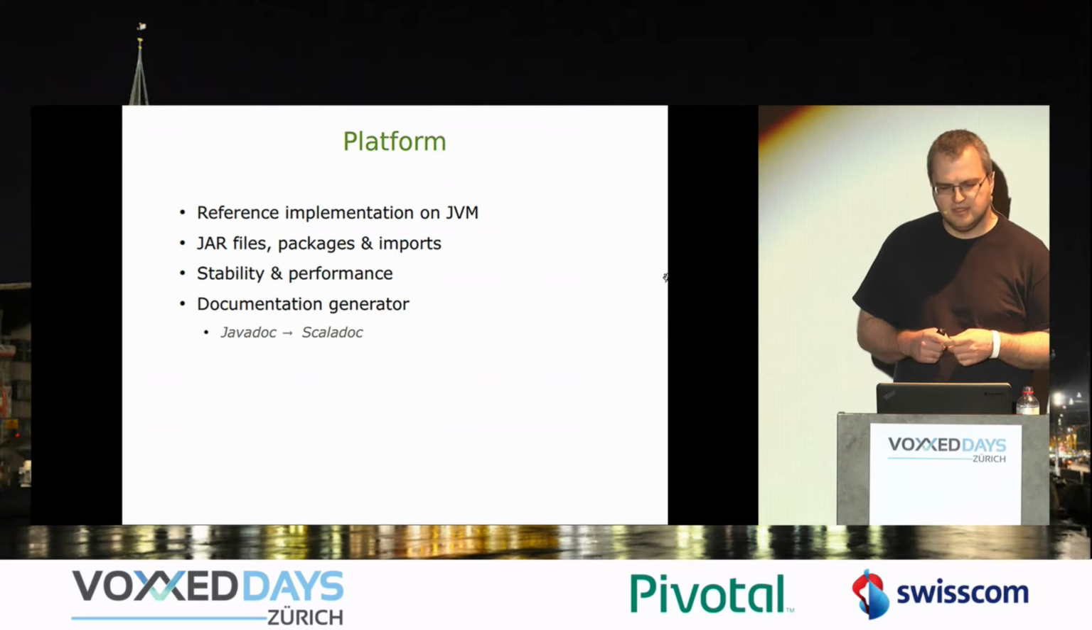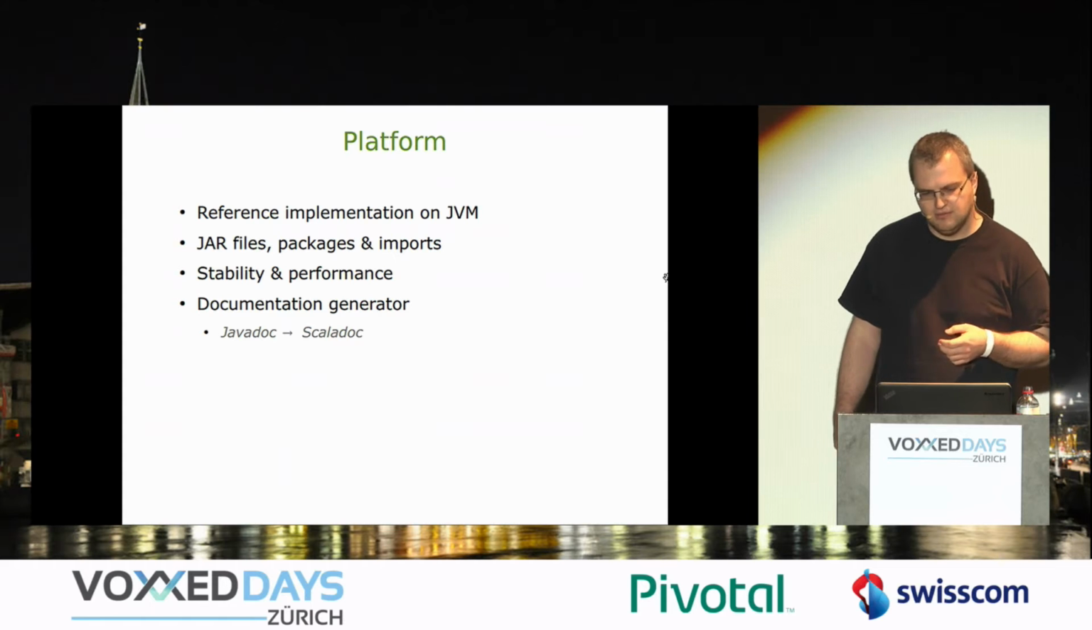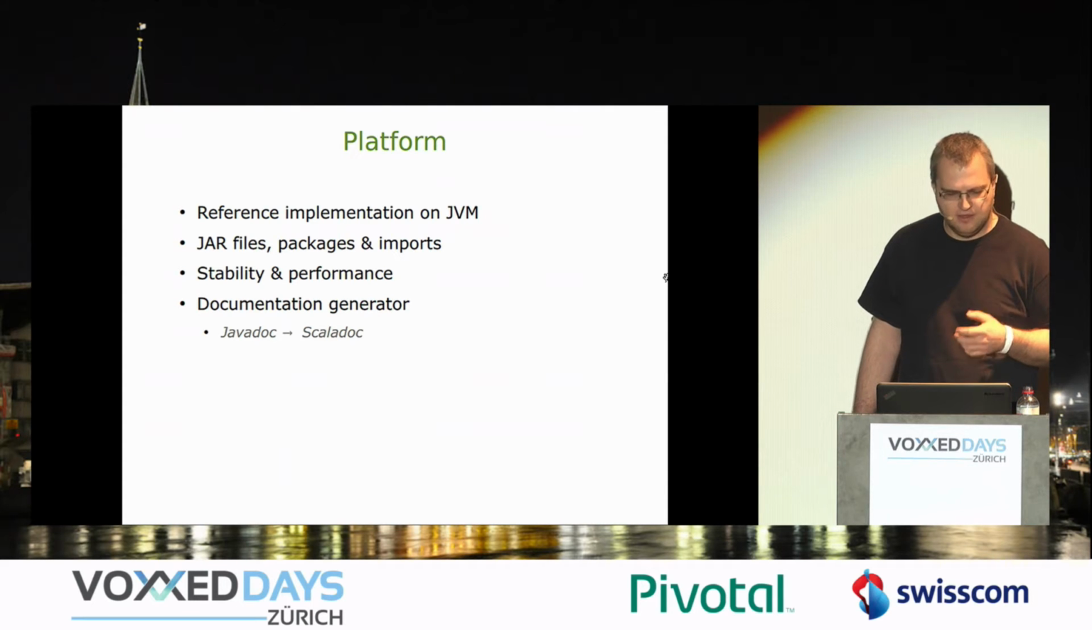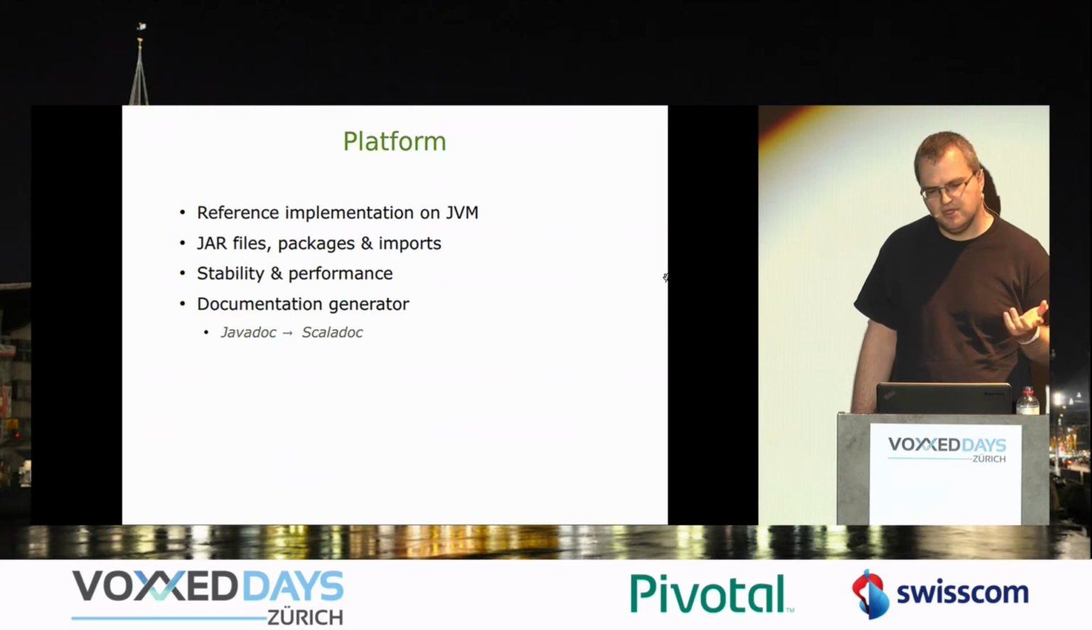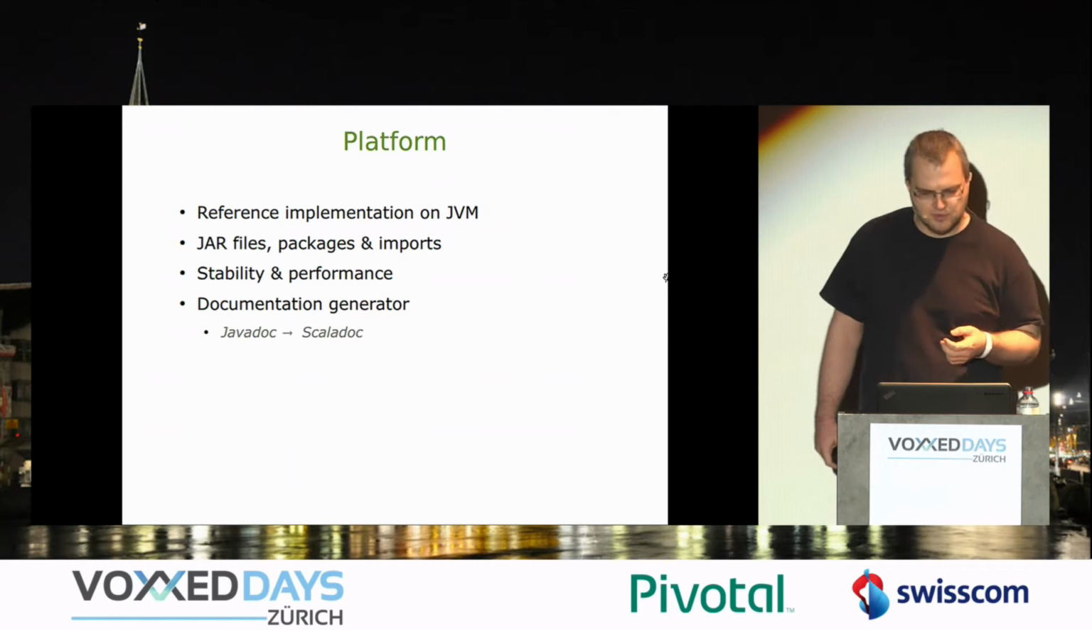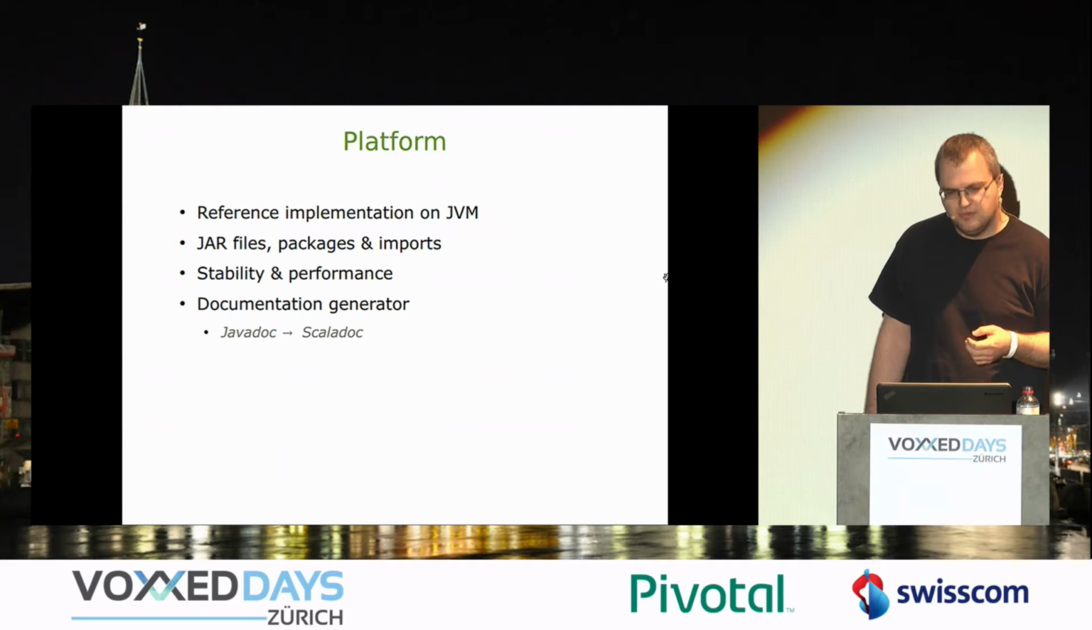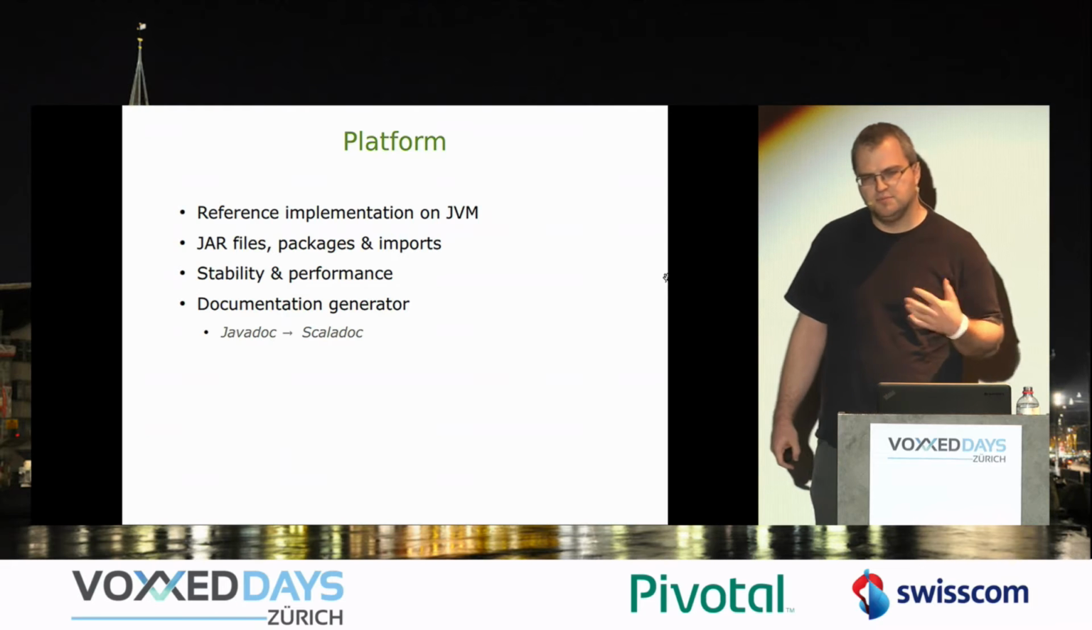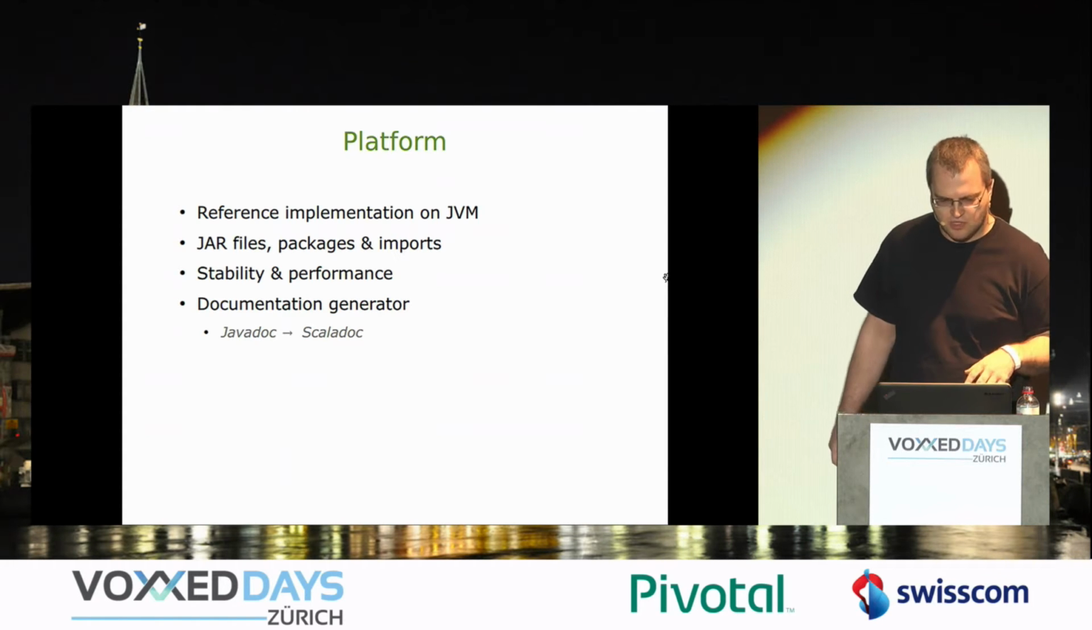Last but not least, let's look at the platform. Both languages have a reference implementation on the JVM. I'm talking about the reference implementation because there are other implementations, both for Java and Scala, as you probably know. So that means you have your standard environment, Jar files, packages, imports, everything you are probably very well used to. And very importantly, it brings you the stability and the performance of the JVM. Generally speaking, if you have something in Java replaced with Scala code, you don't have to worry about stability and performance, except for some special cases. So you are good to go.